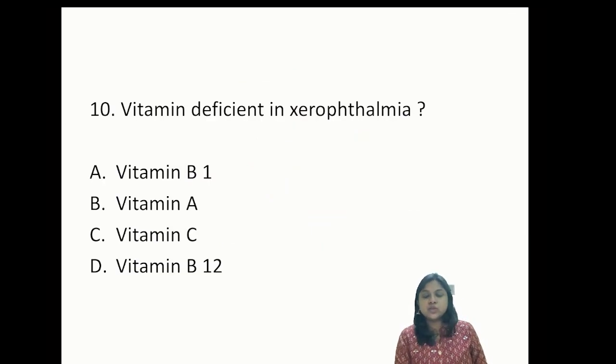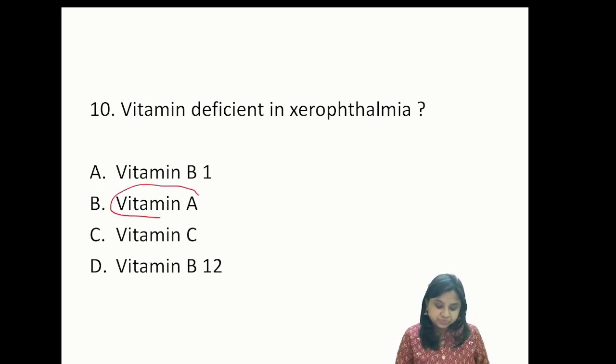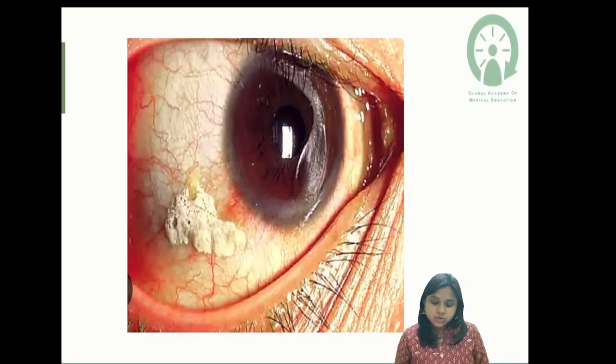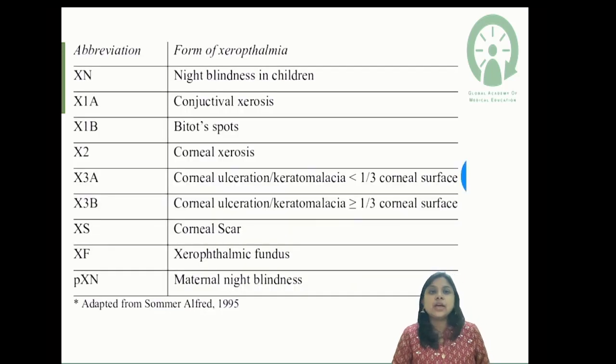Now coming to the 10th question, vitamin deficient in xerophthalmia. So xerophthalmia, vitamin deficient is vitamin A. So here, this is a classic Bitot spot you can see. So this is nothing but the Bitot spot. And now we'll see the classification of xerophthalmia.